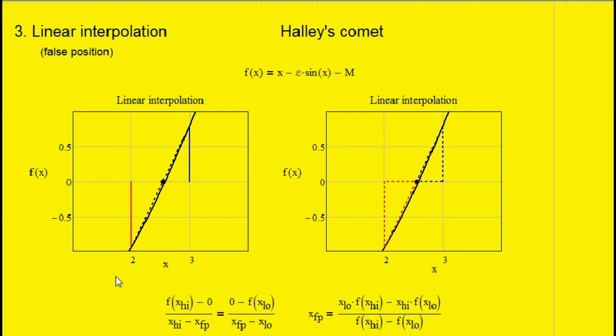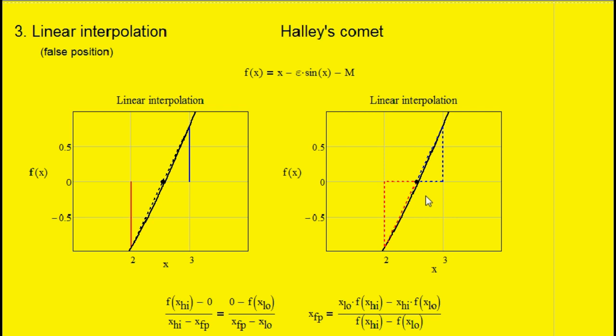This time, however, instead of just looking at the signs of the function f of x, we make use of the two values of f of x. We get the next value by linearly interpolating between these two values. We call it x_fp, the fp standing for false position.